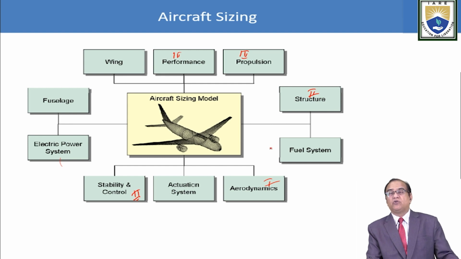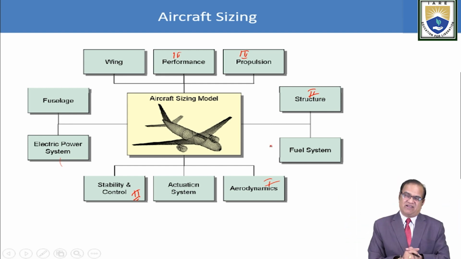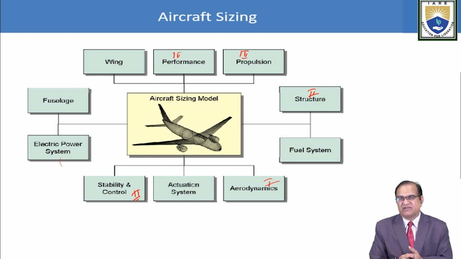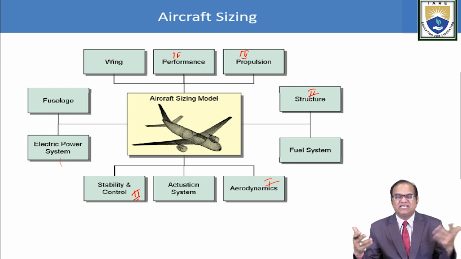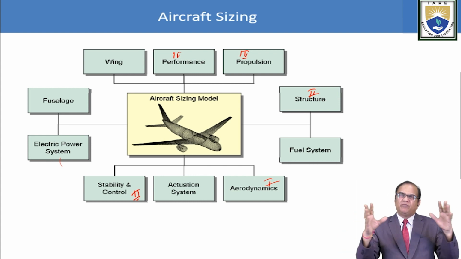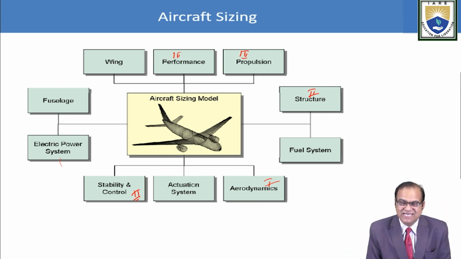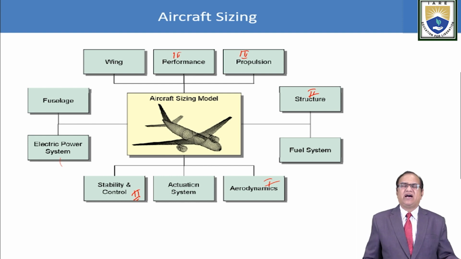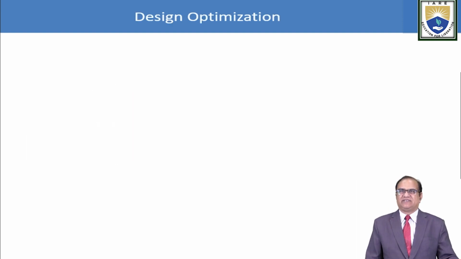All things you have to see, what will be the size of the aircraft. And this size has to meet the weight requirement. Otherwise, if the weight is increased, you cannot fly the aircraft. So we have to make sure that we size the aircraft where the weight is in the given limit and everything is accommodated in the required space. That is the objective of the aircraft sizing.